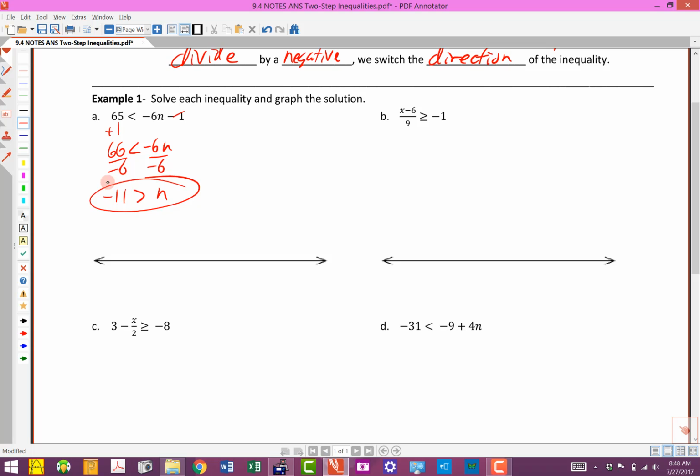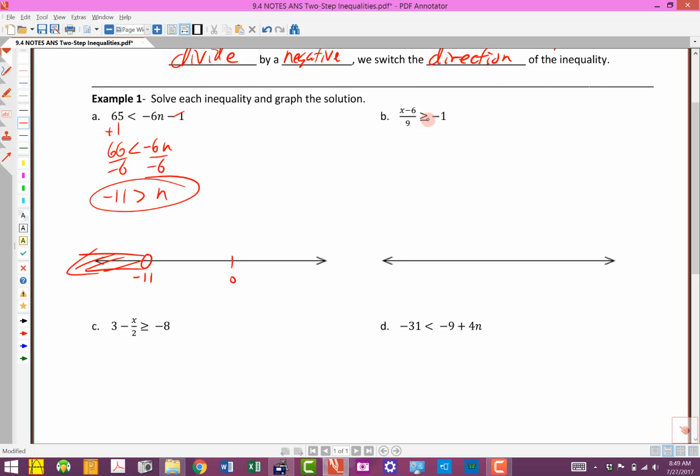There's the answer. It's just a couple of steps, and as you're doing each one, you just think, am I multiplying or dividing both sides by a negative? We did on this one, so we switched the direction. Again, I'm going to put 0 on here for a reference. There's -11. I'm going to circle it, not fill it in. I'm going to read this from the variable: n is less than -11, or the answers are less than -11. So we would shade that way, and we're done.